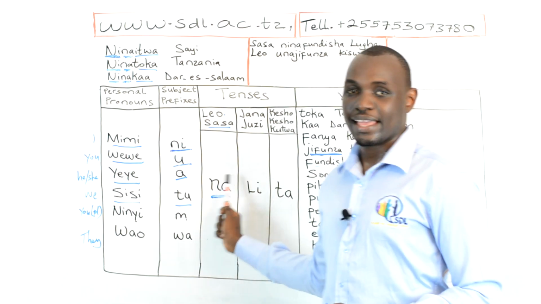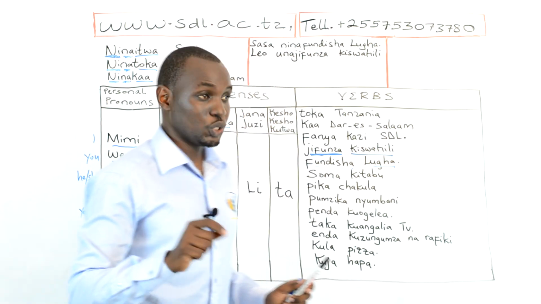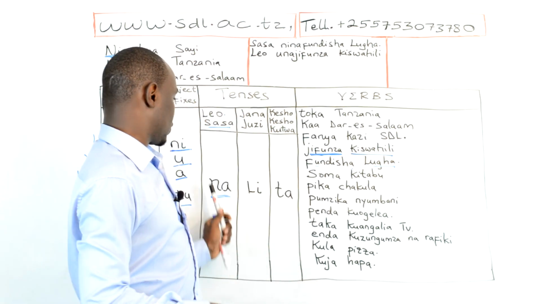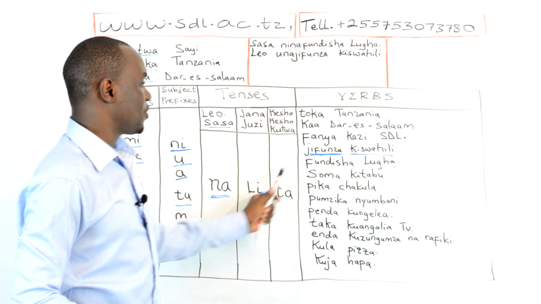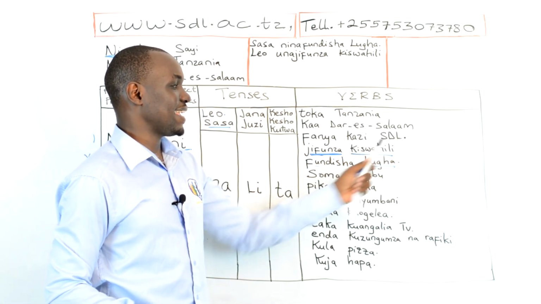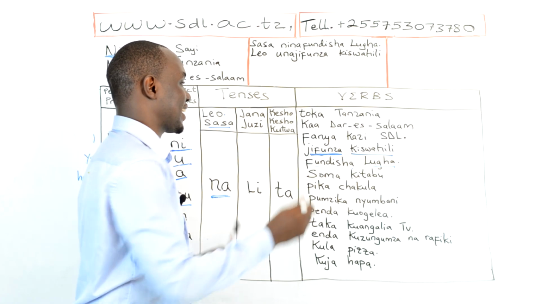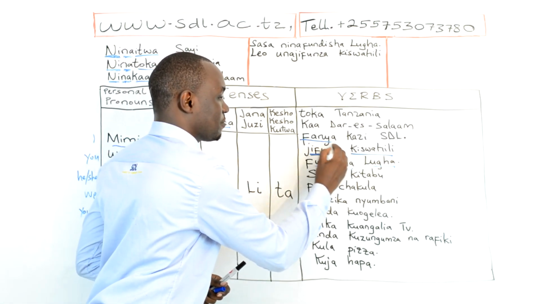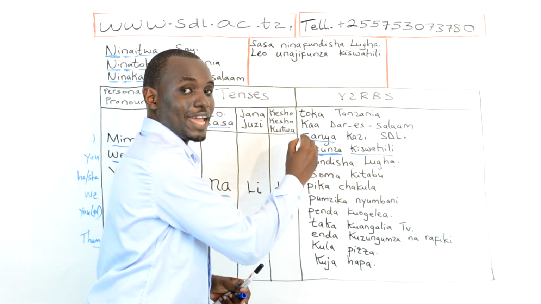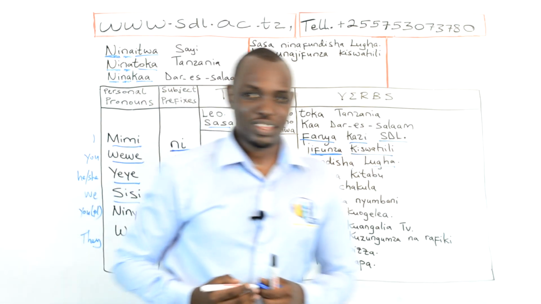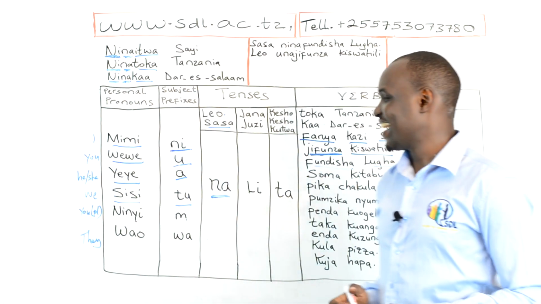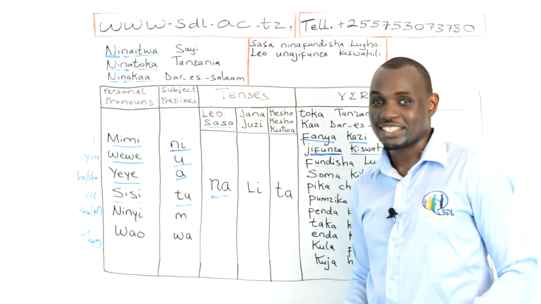She's working at SDL. You'll say ana, to work, to do work. So it will be anafanya kazi SDL. Fanya is to do. Remember that? Fanya is to do. So anafanya kazi SDL. She's working at SDL.